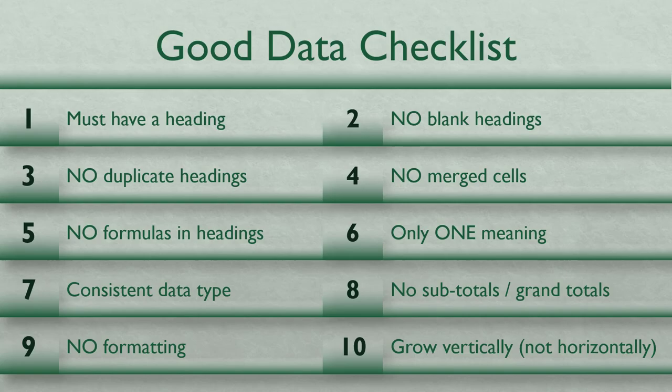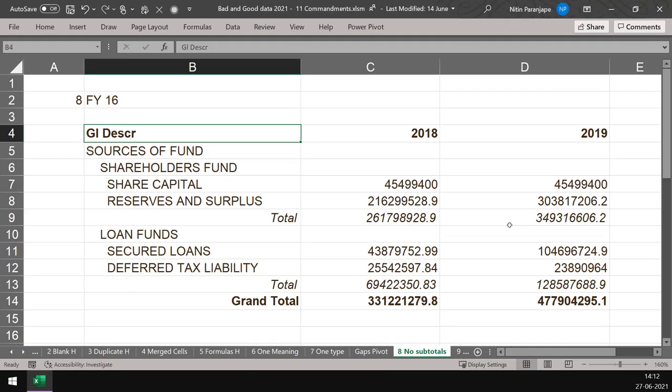Let's proceed further. Eighth problem. This is subtotals. Raw data is raw data. Whatever totaling you want to do, you do it in the output report. No subtotals, no unnecessary blank rows anywhere. For example, here we have many problems.